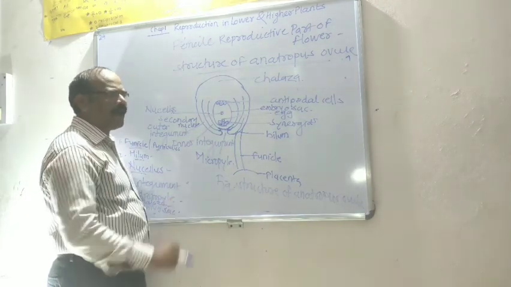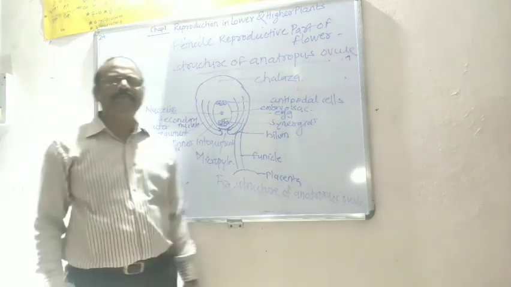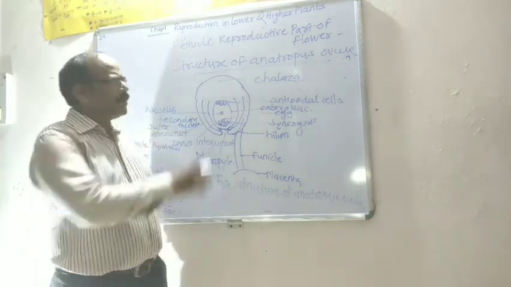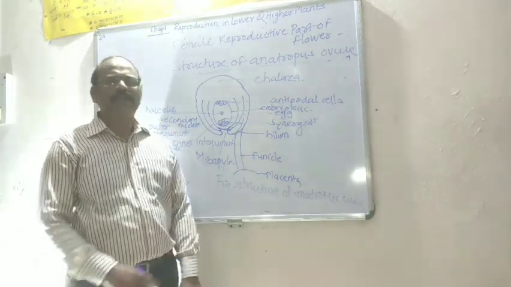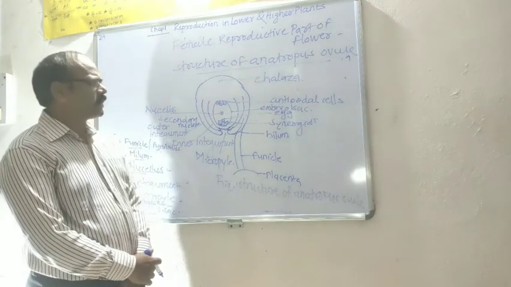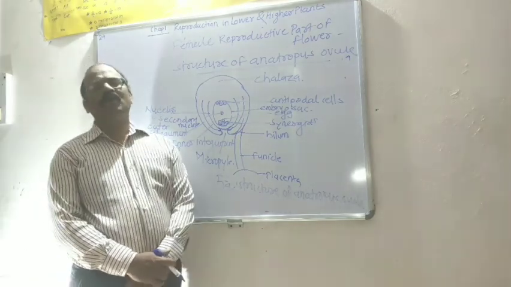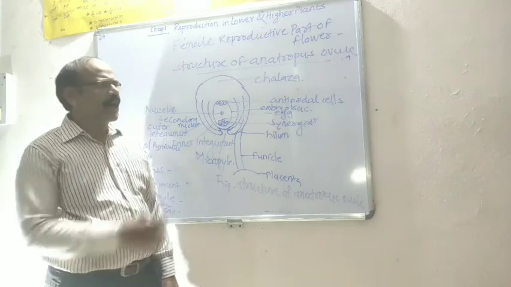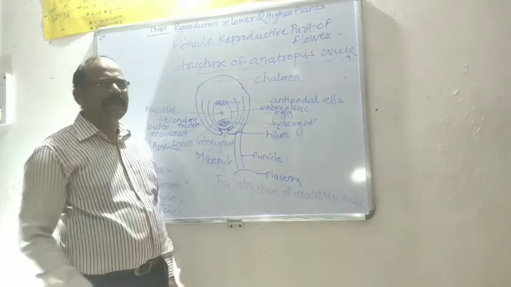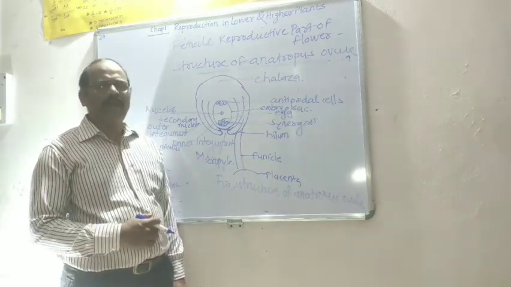This is the structure of the anatropous ovule. In board papers, questions like describe the structure of the anatropous ovule, or sketch and label the anatropous ovule are asked, so this part is important.